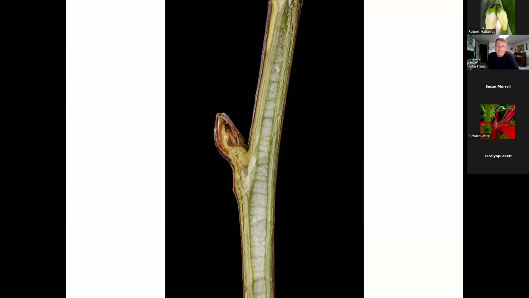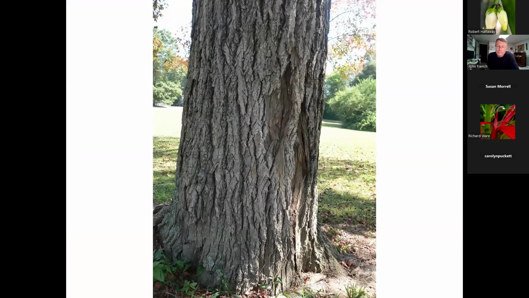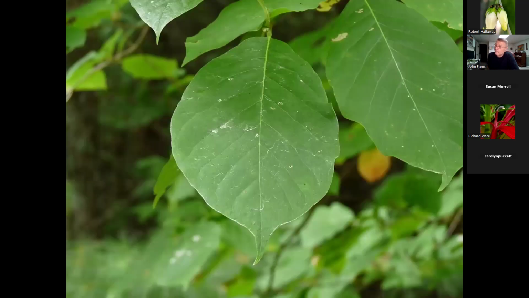Go to that upland biflora one. The leaf picture? Yeah, that one. That one? No, back up to the bark one.